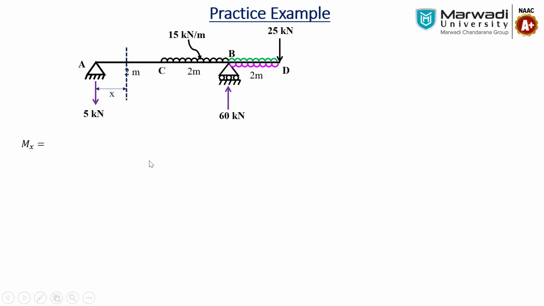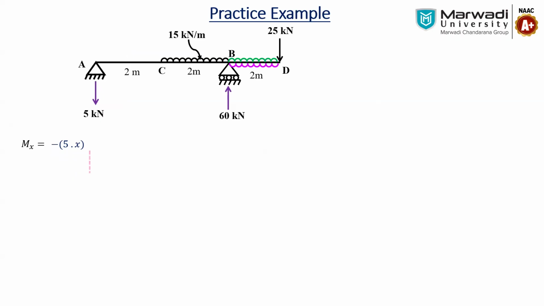And what we can see on the left hand side of it is minus 5 into x, because if you see, as the reaction is downward, so if you take a moment from the section, you will get the anticlockwise moment. So it is minus 5 into x. Now there is no further loading between the A to C. So we will go to the C to B, where the actual UDL is going to start.